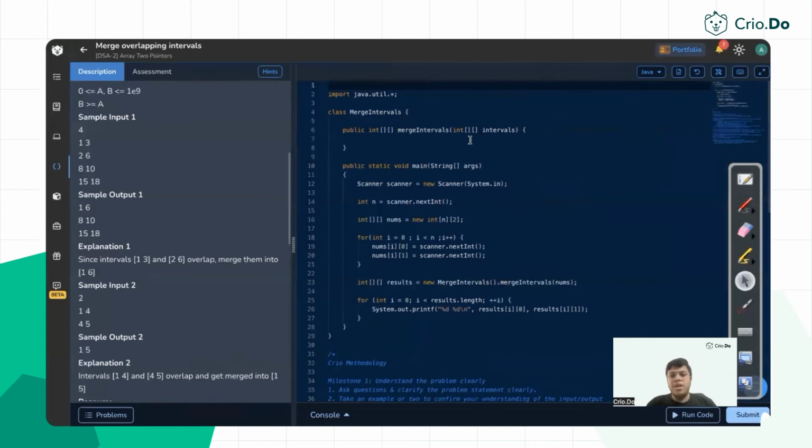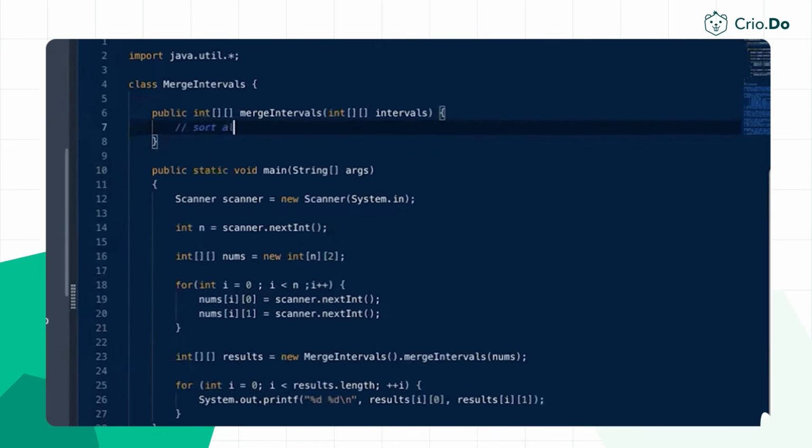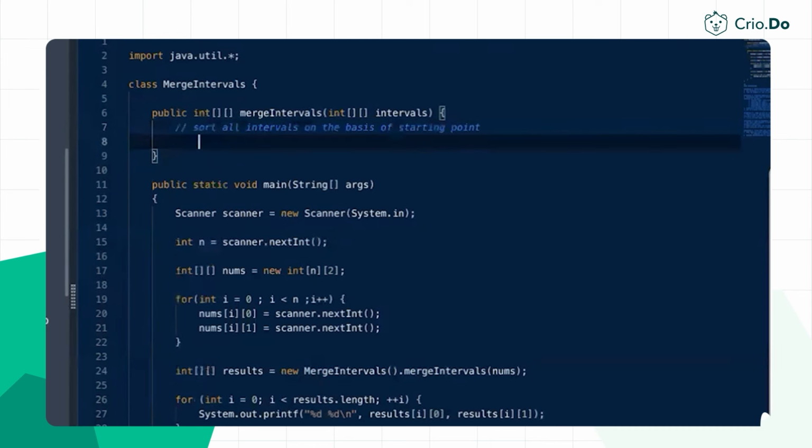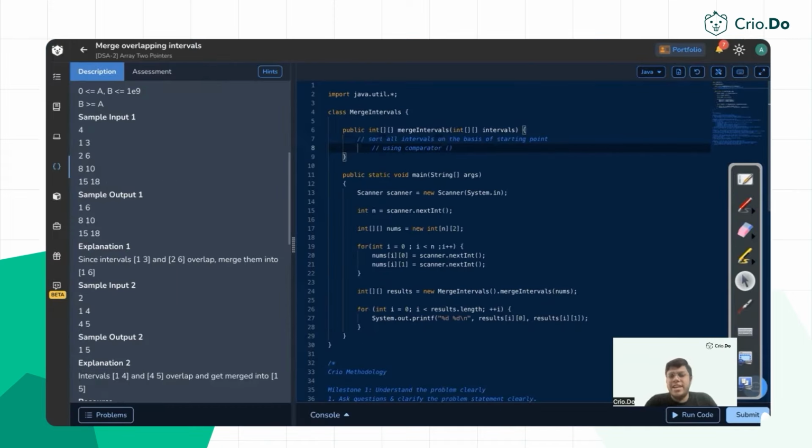So now let's go to the instruction manual. First step, we have to sort all the intervals. So sort all intervals on the basis of starting point. And how are we going to sort it? Using a comparator. We can say that in Java or in any language except C, C++, the comparator should return -1 when we are not swapping. It should return +1 when we want to swap. It should return 0 when both the values are the same.